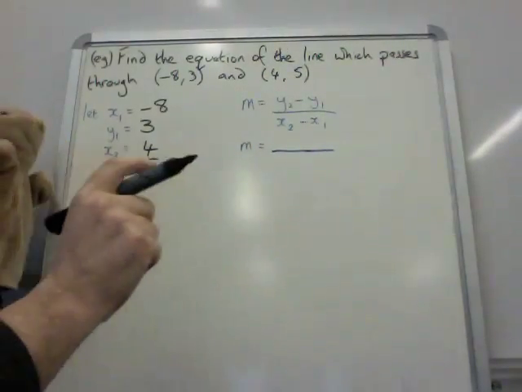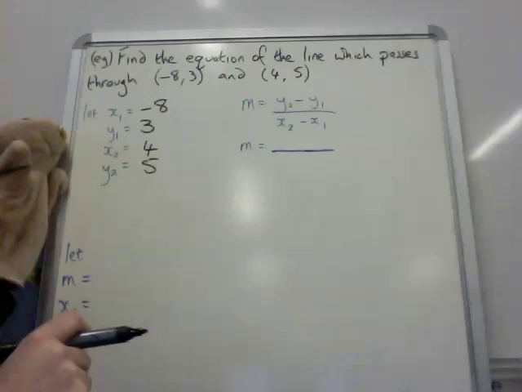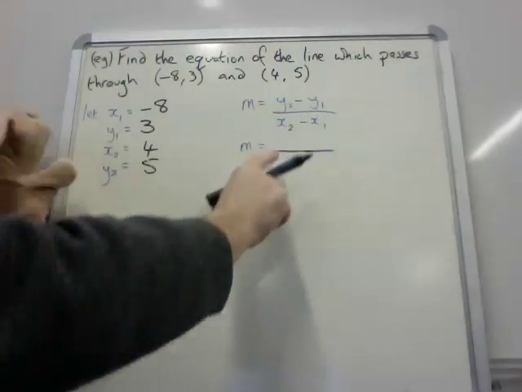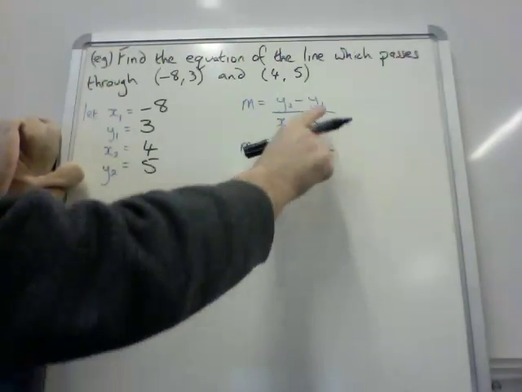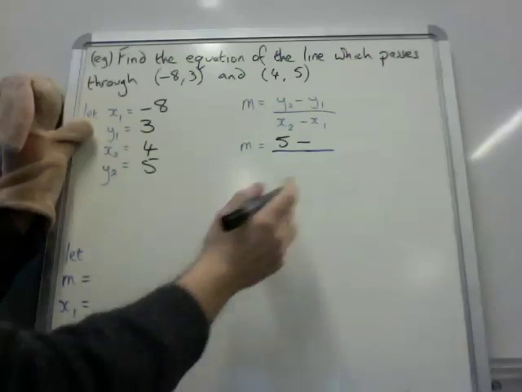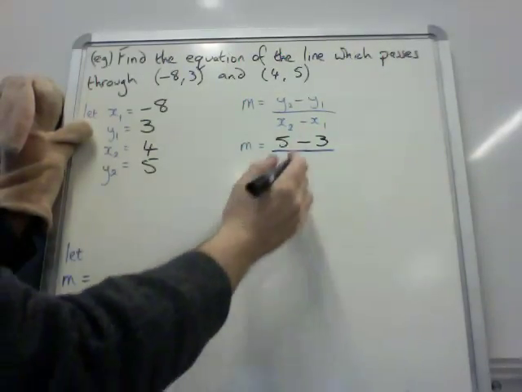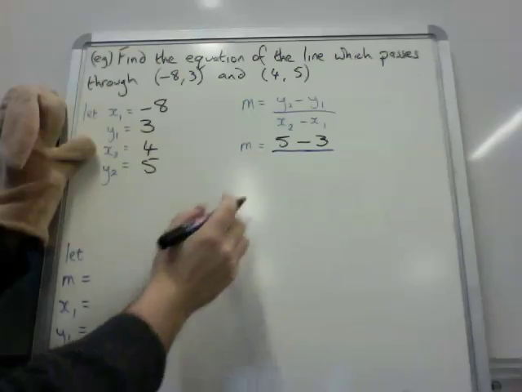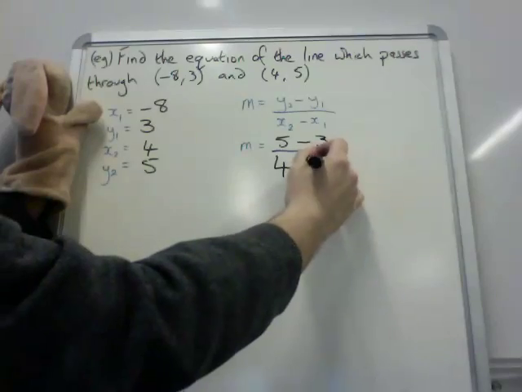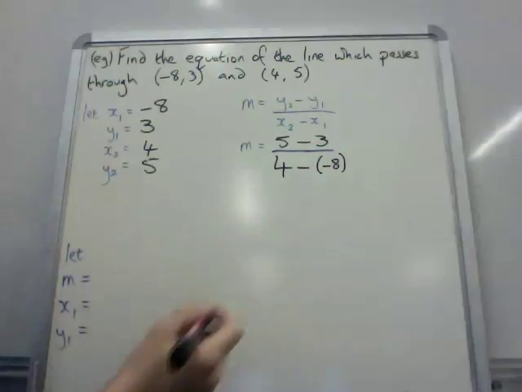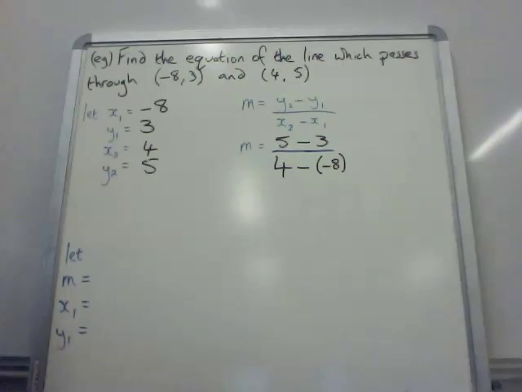Now you use Peter and the rabbit to help you fill this in. y2 is 5. A minus sign is a minus sign. y1 is 3. x2 is 4. Minus sign. x1 is minus 8. Now you just rely on your normal maths.